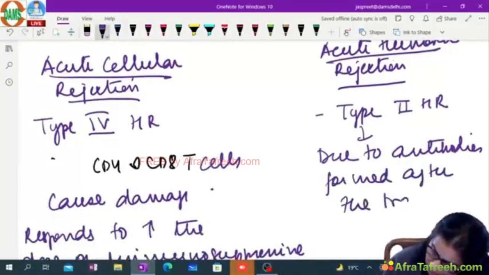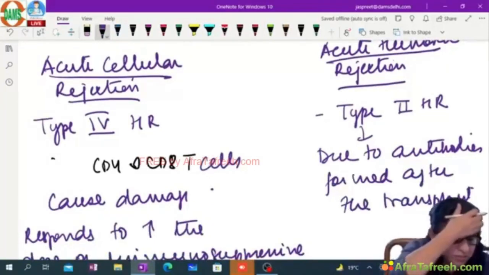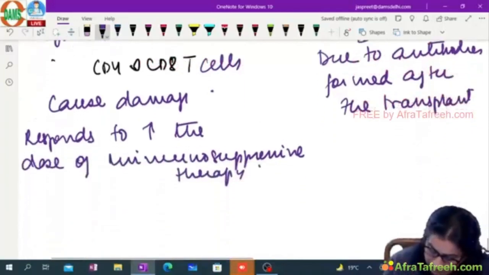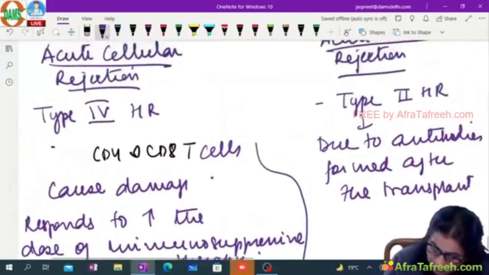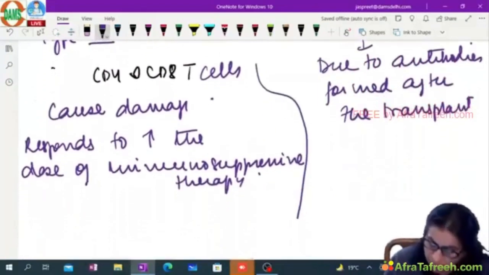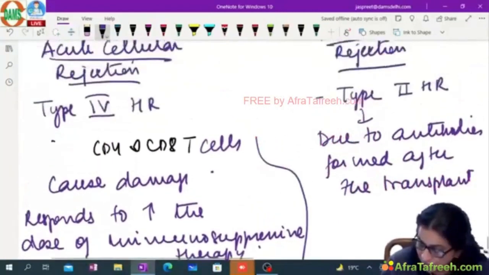After the transplant. So they are not preformed. These antibodies are formed after the transplant. So this is a type 2 hypersensitivity reaction. If it is acute cellular rejection, this will respond to increasing the dose of immunosuppressive therapy.